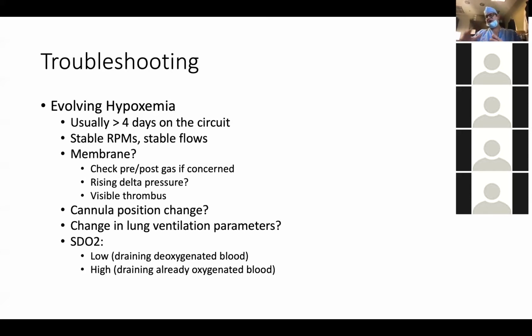So again, check your pre and post gases and saturations. Something called the delta pressure, which is the pressure drop across the membrane, that should be less than 50. Over 100 is concerning. If it's rapidly been rising, we worry, is there thrombus on the oxygenator? Look for thrombus.